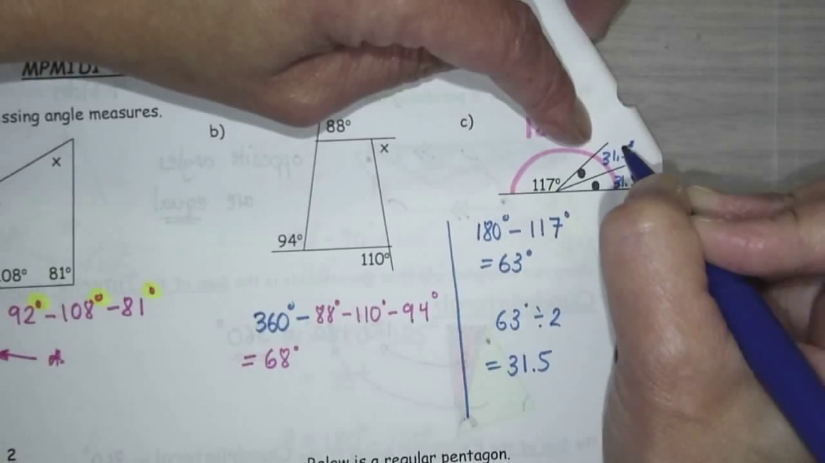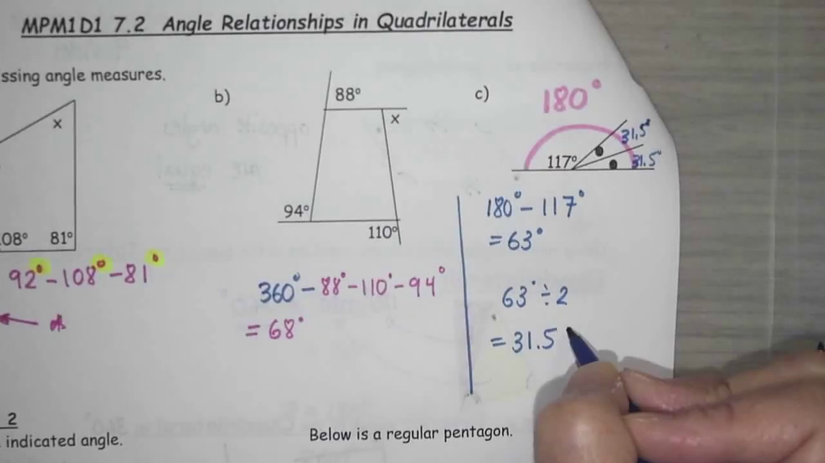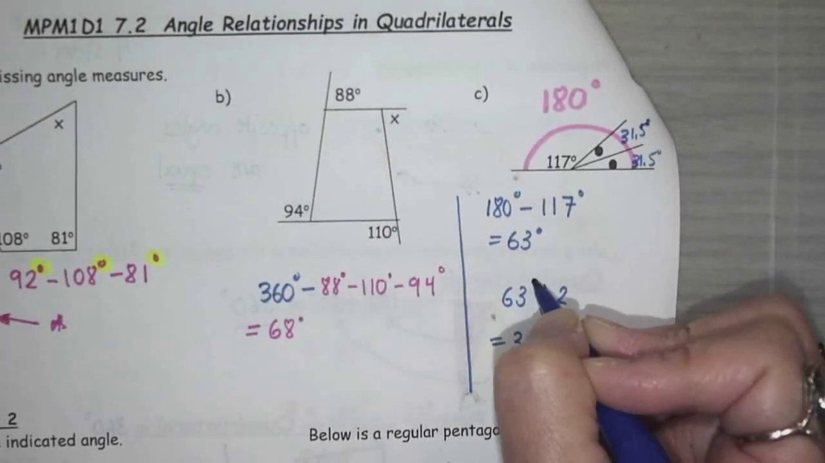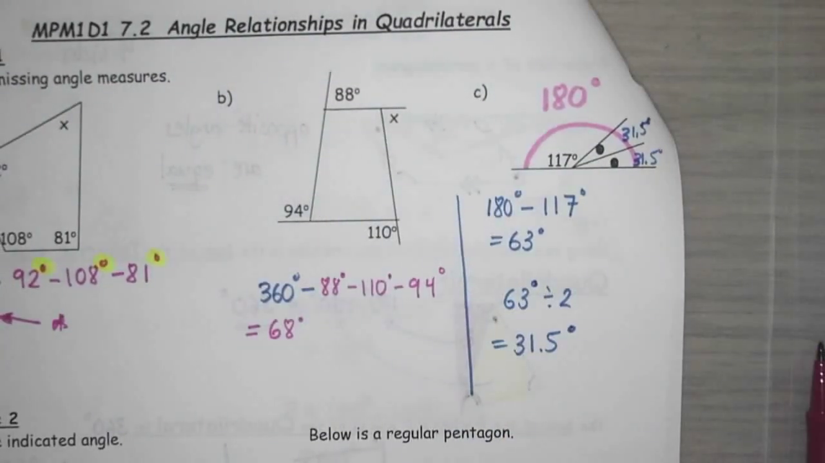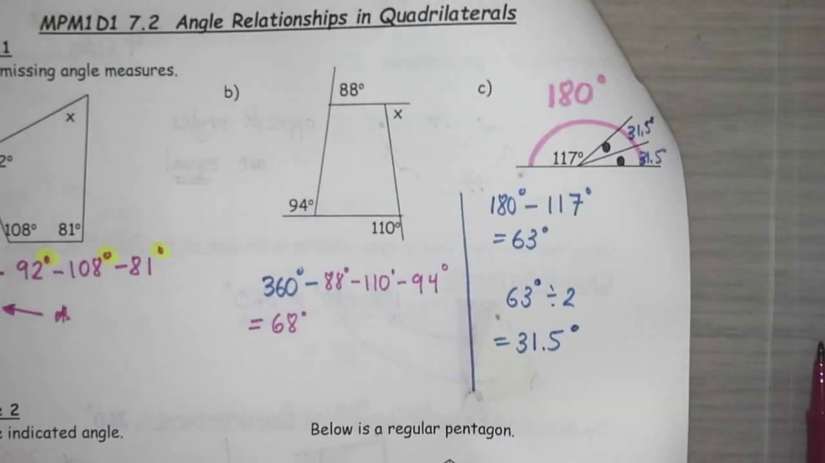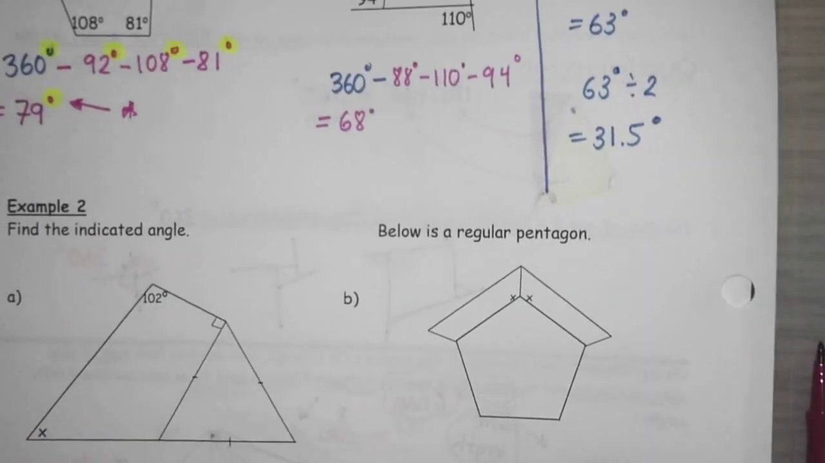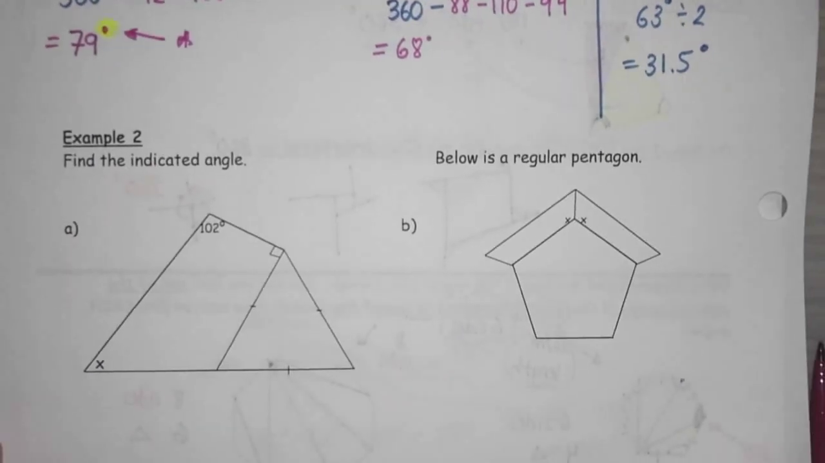Are you allowed to have decimals? Yes, you are. Sometimes an angle will be a decimal, so that's okay, 31.5 degrees. So 63 degrees divided by 2. It's okay to be a decimal. So always remember that 180, though. Okay. So hopefully it's going to get easier the more we do.